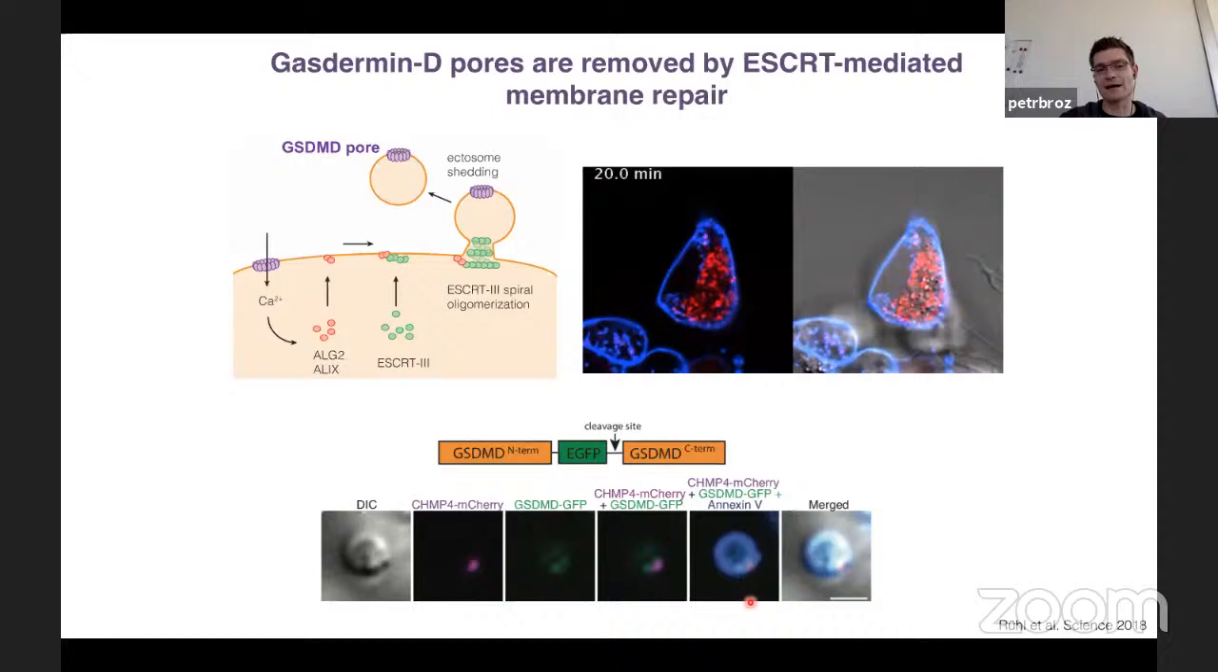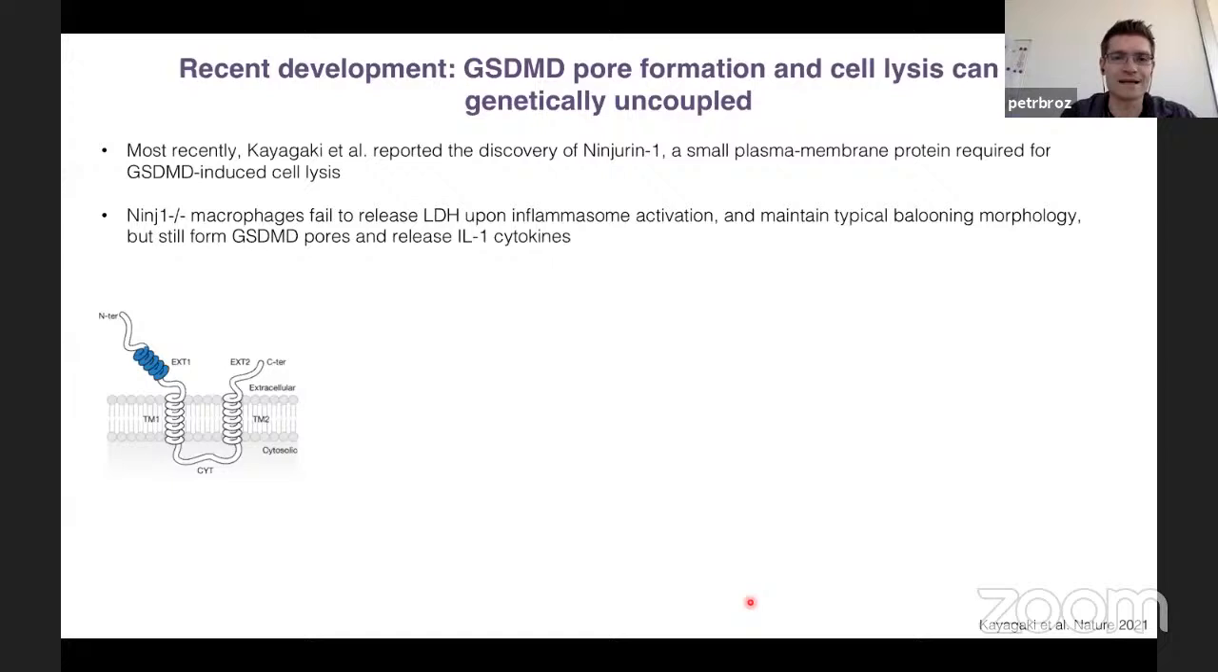And this might be used to repair the damage done by gasdermin D pores. And most interestingly actually is the recent development that showed that gasdermin D pore formation and eventually cell lysis can genetically be uncoupled. So just a couple of weeks ago, a paper was published again by Vishwa Dixit's group, as usual, reporting the discovery of a new protein called Ninjurin-1.